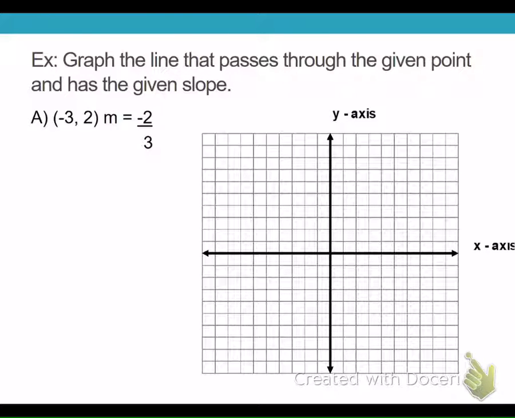So you start at the point. From that point, you're going to rise -2, then you're going to run 3. How would I rise a negative? Go down 2, go right 3, put a point. Yep. And then do it again.